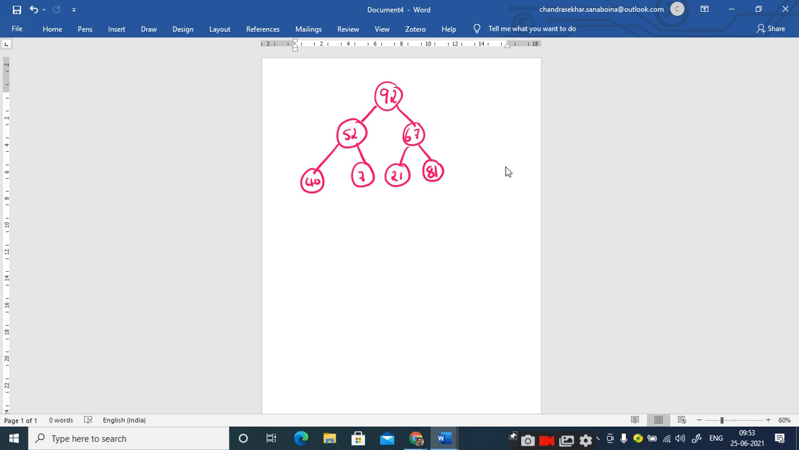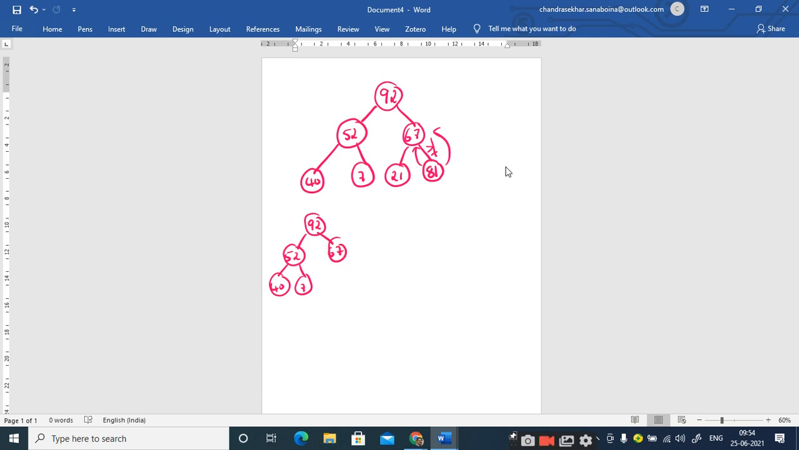Right. After insertion, what you have to do? We have to check whether it is satisfying the heap property or not. This particular 67 is not greater than or equal to 81, so you perform a swap operation here. After the swap operation, I get things like this: 92, 52, and it is 40, and it is 7 here.